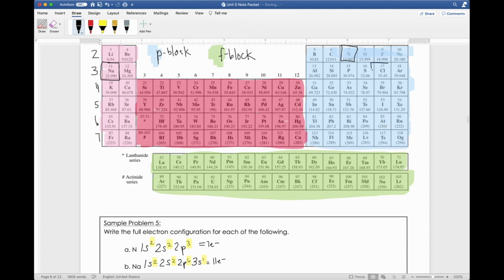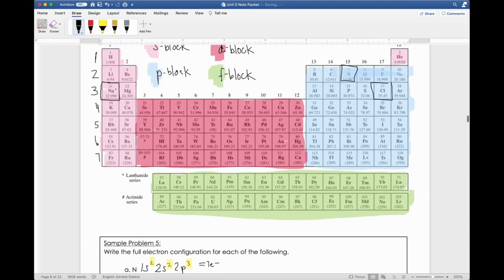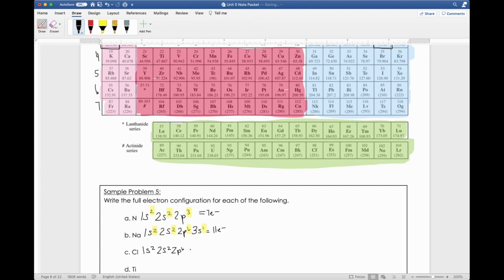So chlorine is here. I'm just going to start writing all the way up to sodium because it's going to be the same. So 1s2, 2s2, 2p6, brings me to neon. Now I'm here at sodium, but I have to pass through that. So I have to get 3s2 because I have to pass through sodium and magnesium. So 3s2.